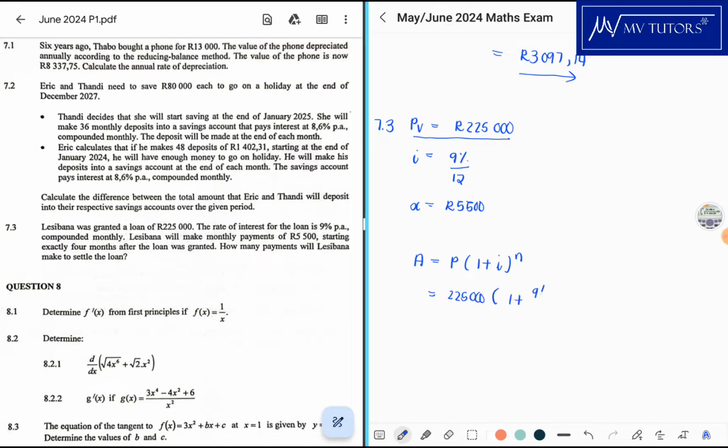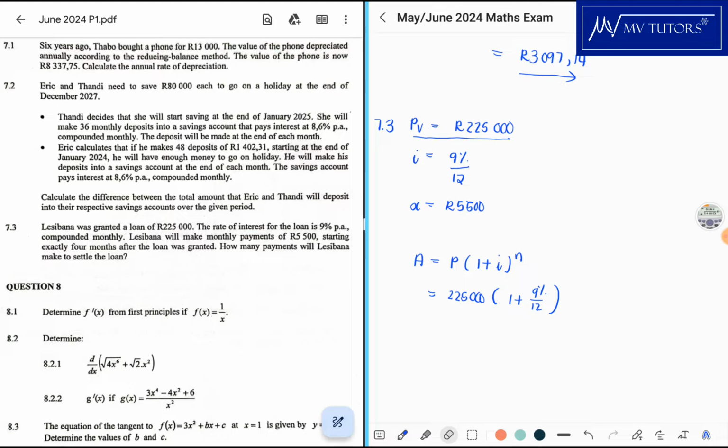1 plus the interest. Now, what is this N? They said he only started making payments 4 months after the loan was granted. So I'm going to put N is equal to 4.